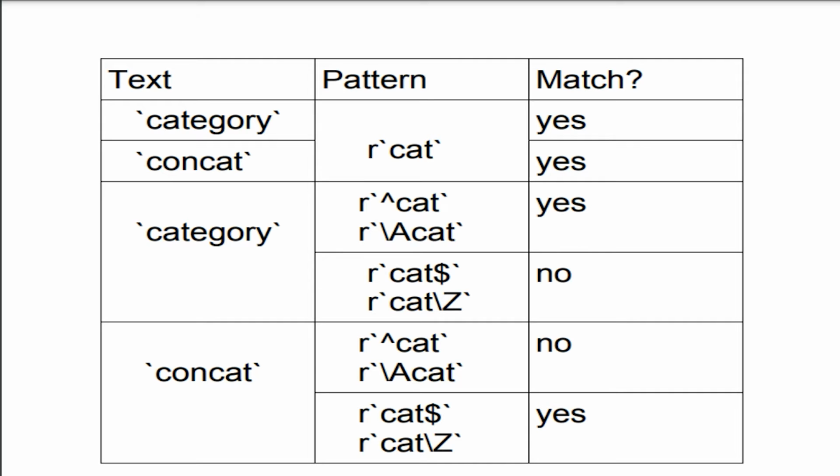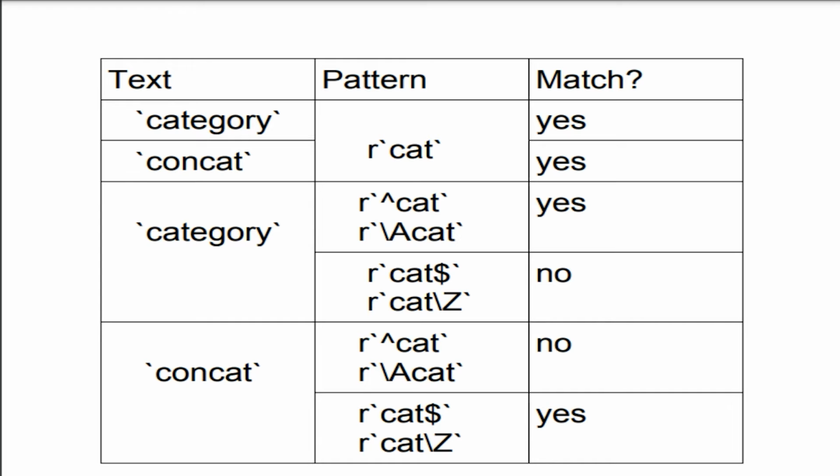If you want to match the pattern cat in the texts category and concat, it will match cat in both the texts because cat is present in both of them. If you want to match the pattern caret cat or backslash A cat in the text category, it will match it because the text starts with cat. But to match the same pattern in the text concat, it will not match it because the text does not start with cat.